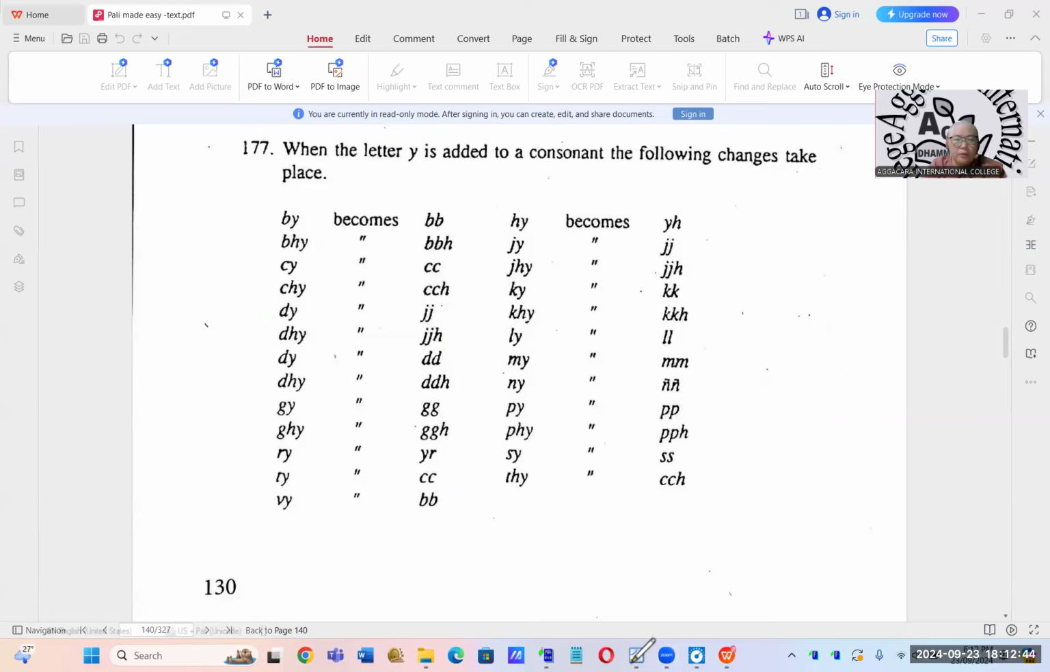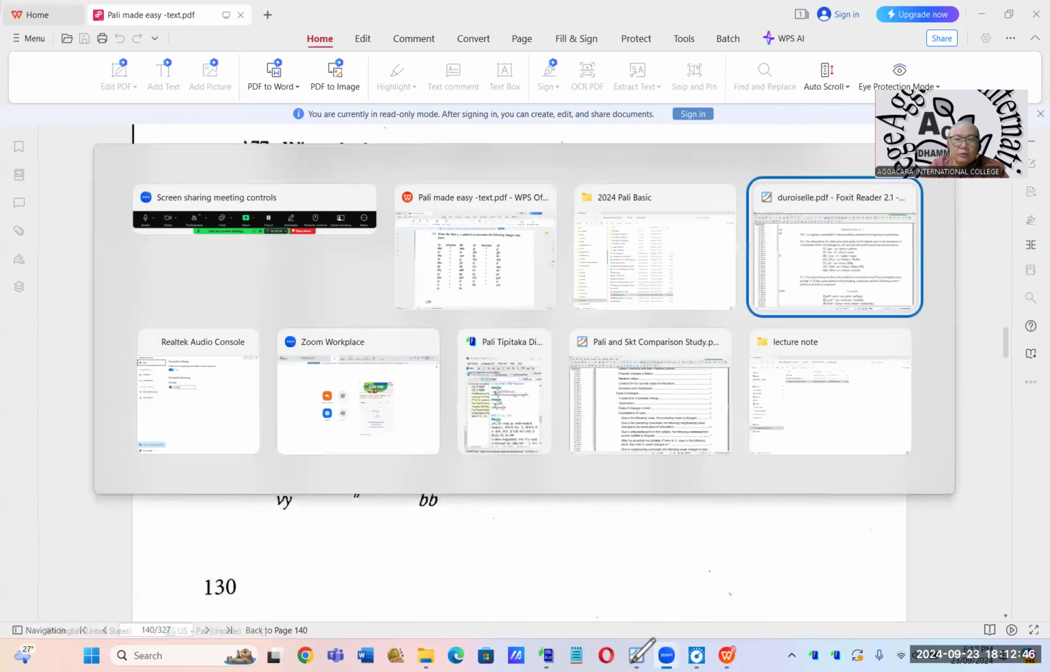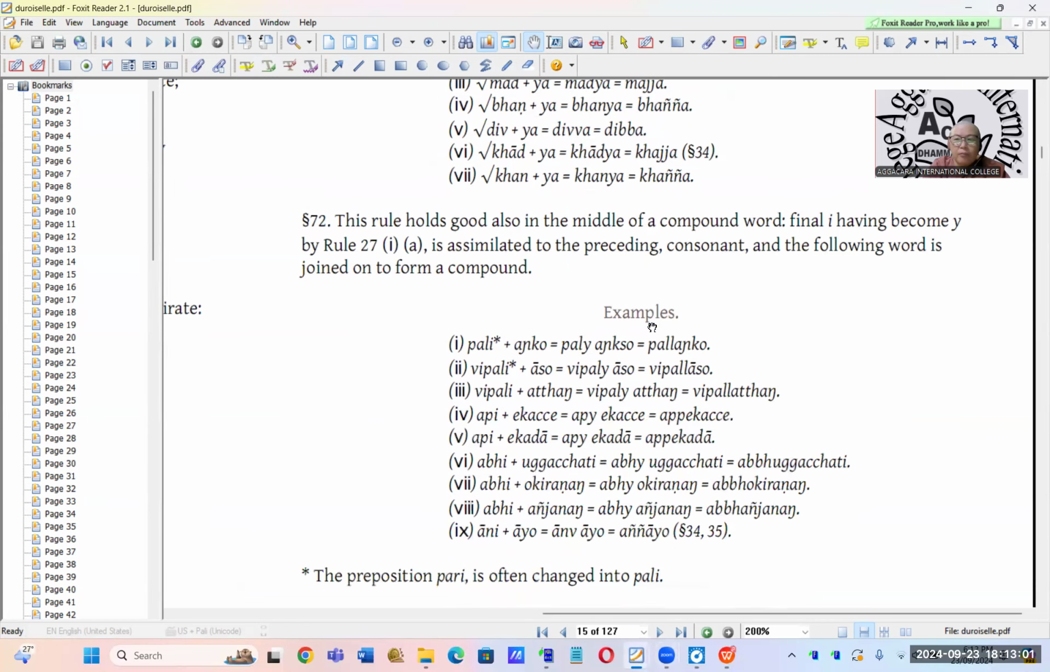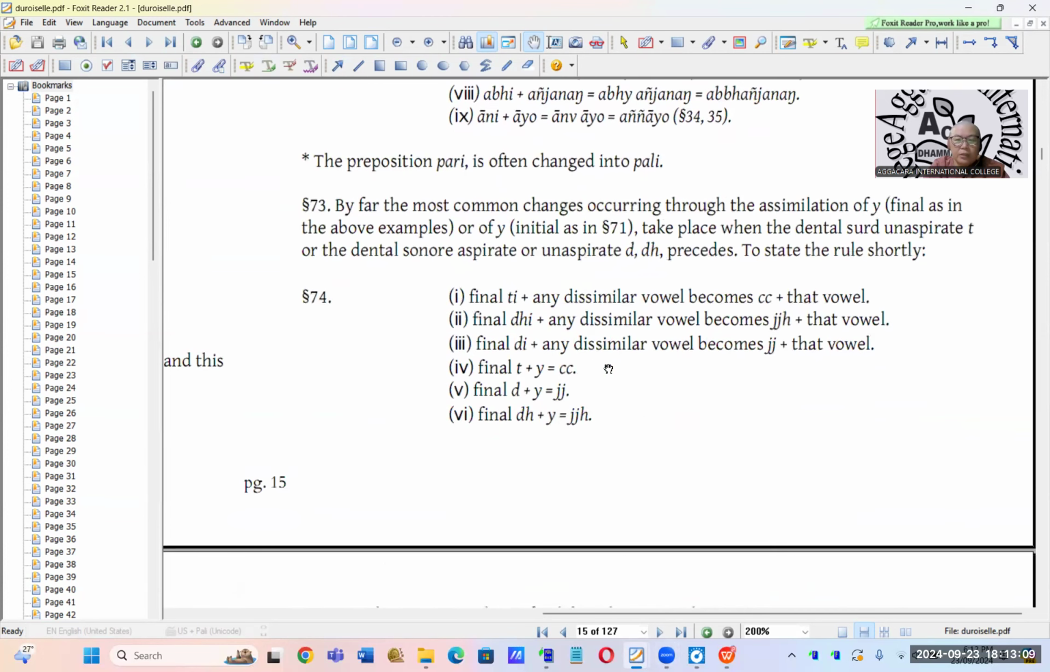All right. Right. This one, all right. From here, you have to refer to the Pali Made Easy lesson 33. It will explain why the changes are here. This one is I due to I becoming Y. Later, we also refer to another one.